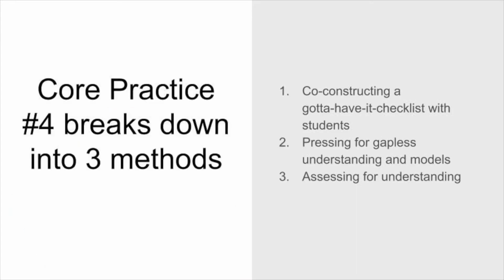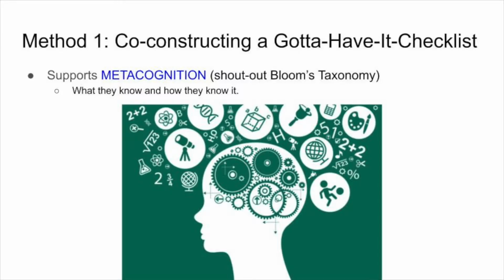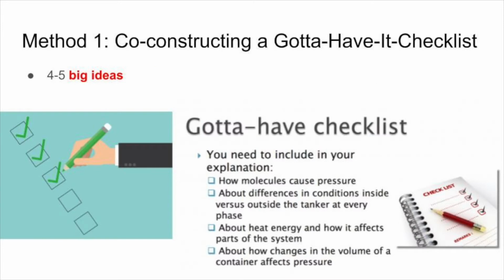There are 3 methods in this core practice: co-constructing a gotta have it checklist, pressing for gapless understanding in models, and assessing for understanding. In the first method, the teacher will co-construct a gotta have it checklist with the students. This supports metacognition by helping students reflect on what they know and how they know it. The teacher will moderate and elicit the public construction of the list by using EDST methods such as probing, follow-up questions, revoicing, and so on.